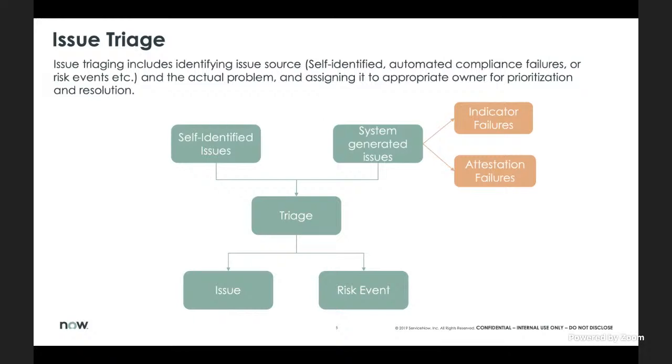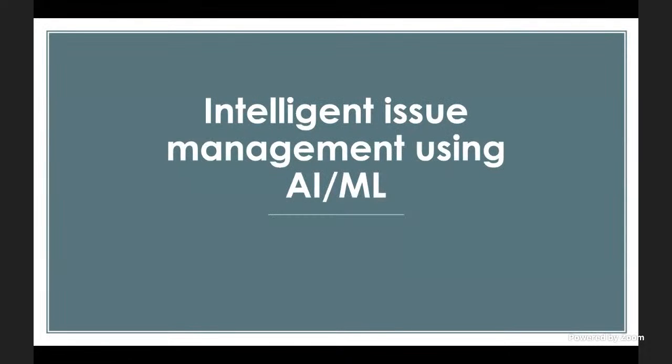Awesome. So I'm going to move on to the next feature, which is intelligent issue management using AI/ML. So we just went through the issue triage process, and we saw that there are tons of issues coming in. The triage team is working on them and converting them into issues. So how do we make our issues more intelligent so that the resolution of the issue is faster?